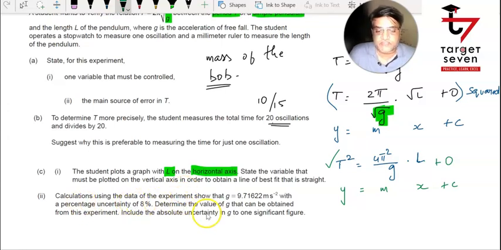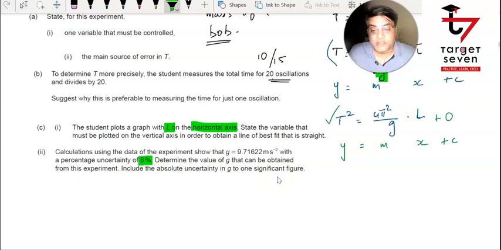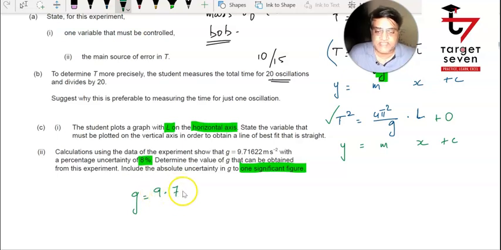Calculations using the data of the experiment show that g is equal to this value with a percentage uncertainty of 8%. Oh, there is a percentage uncertainty of 8%. Determine the value of g that can be obtained from this experiment. Include the absolute uncertainty in g to one significant figure. One significant figure obviously now brings down this value of g to be equal to 9.7 meters per second squared.